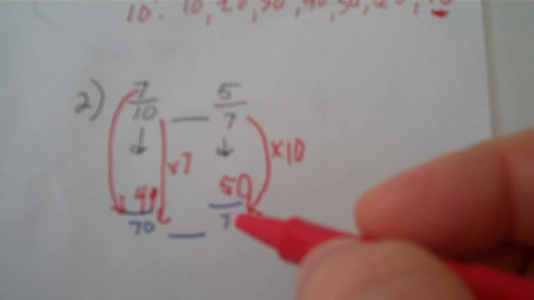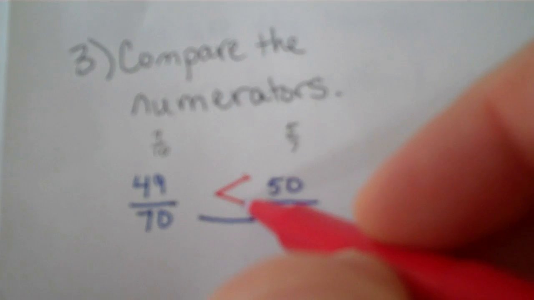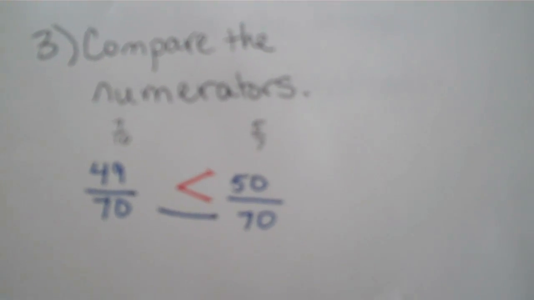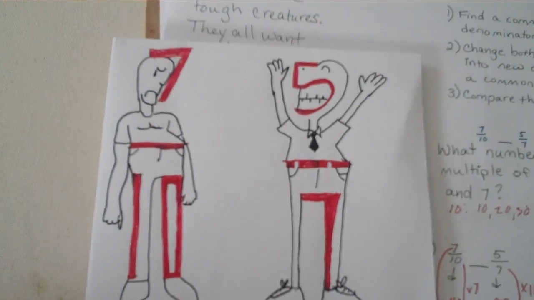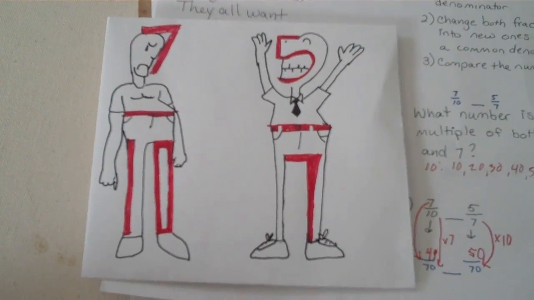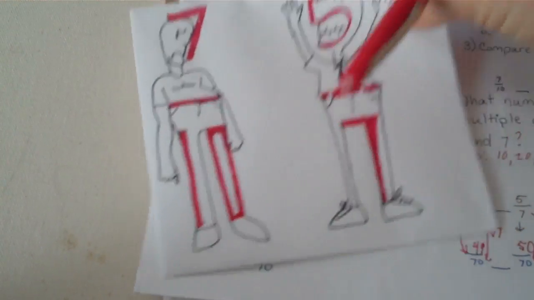When I compare the numerators, I can see that 50/70 is bigger. Aw, poor 7/10. He's really sad about that. But 5/7 won fair and square.